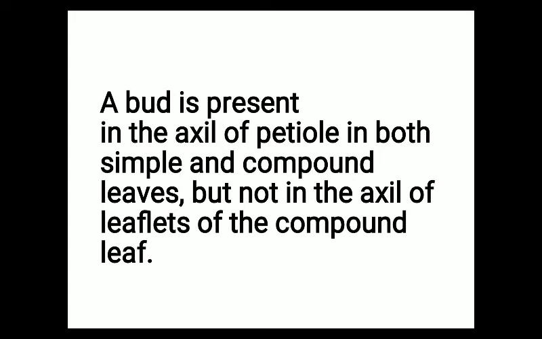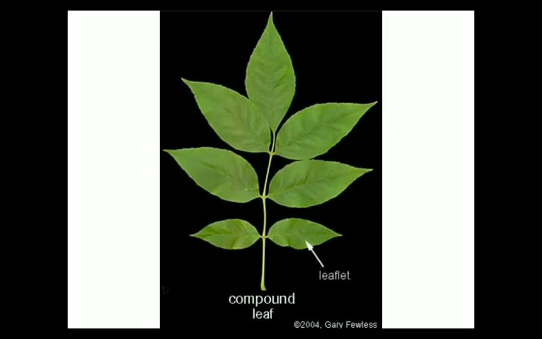Now a bud is present in the axil of petiole in both simple and compound leaves, but not in the axil of leaflets of compound leaves. Very important information is given in this slide. A bud may be present in the axil whether it is a simple leaf or a compound leaf, but not in the axil of leaflets of compound leaf. This is a leaflet of compound leaf. A bud is never present in the axil of the leaflets of compound leaf.